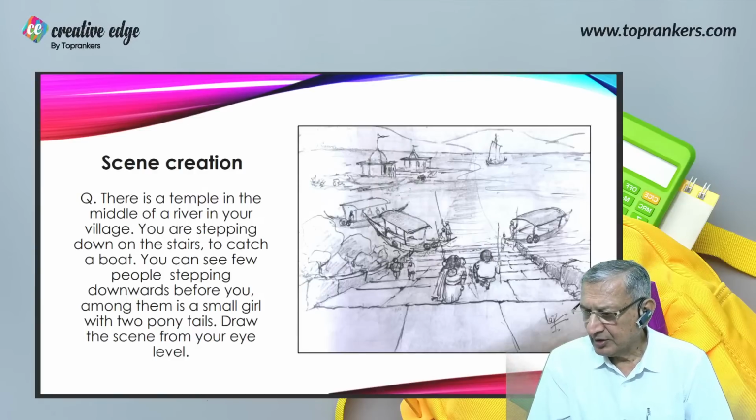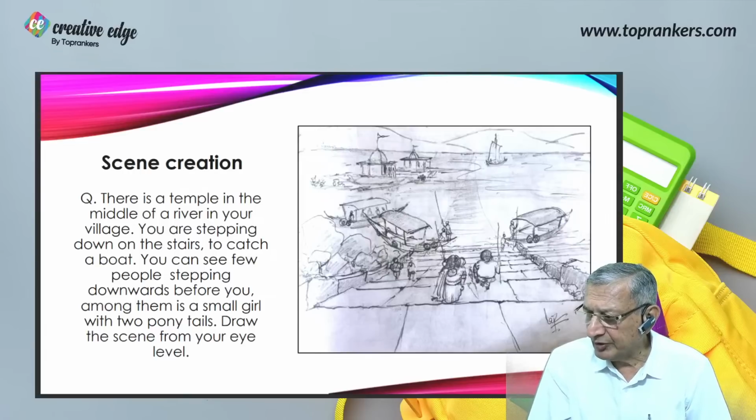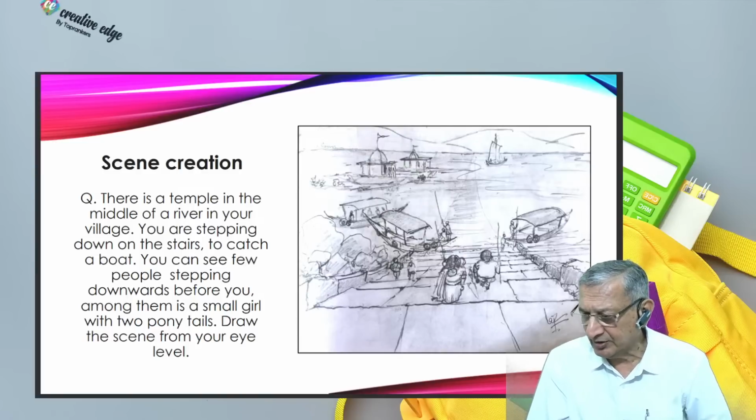Right, friends? In the rest of the scene, you can see the top of the boat is visible. Slightly less of the top of the boat is visible. As you go farther, the boat is almost coming in between your eye level. Eye level is same as horizon.